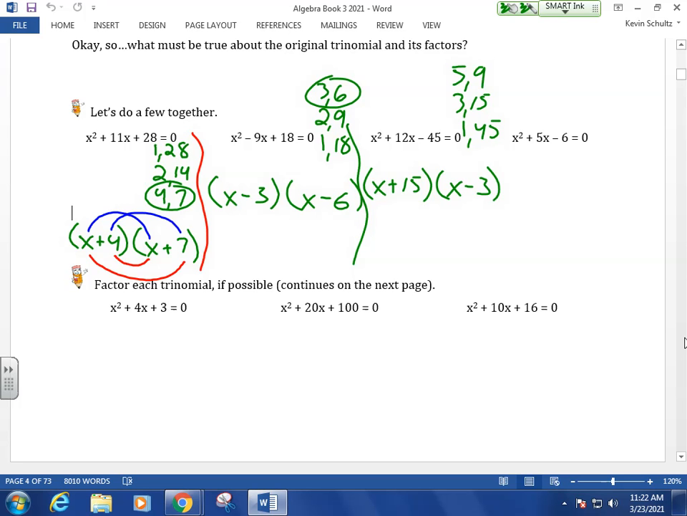Because this last one throws a little bit of a curveball. You've got to be a little bit careful here. Okay? X squared plus 5x minus 6. We're going to start the same way as we did with the other ones. We're going to list the factors of 6, which are 1 and 6 and 2 and 3. So the problem you might see here is that, wait a minute, I can make a 5 with both 1 and 6 and 2 and 3, right? 6 minus 1.